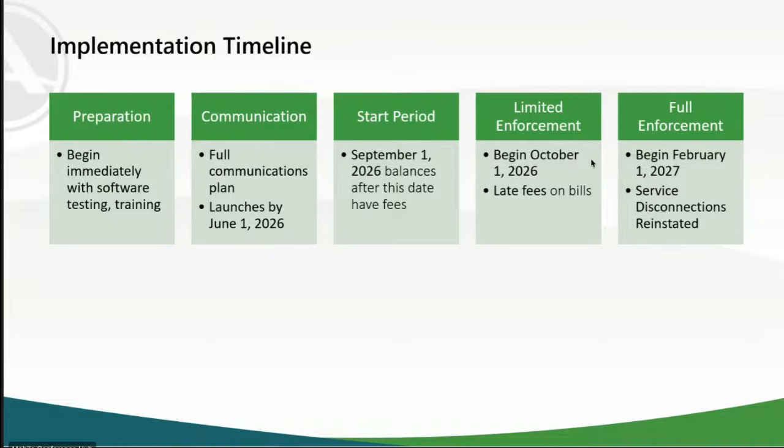We would want to communicate with all of our customers. We wouldn't start that until June 1st. Starting September 1st, balances after September 1st are when we would try to apply those late fees. So that means they get the late fee actually on their bill after October 1st for those billing cycles. Full enforcement, we don't want to cut anybody off in the Thanksgiving, Christmas period. So starting later this year means there's going to be a lull, and it'll be February 1st, really, before we start leaning heavily into service disconnections.